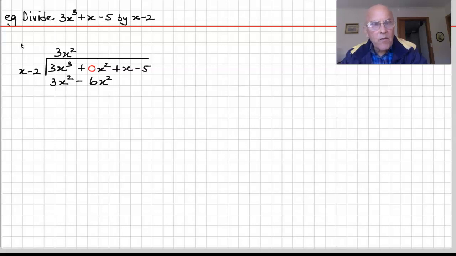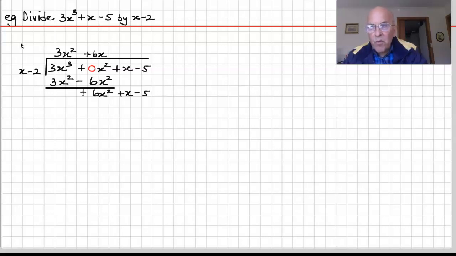Okay, now you think in your head, what are we going to get as a result of this subtraction? Did you get plus 6x squared? I hope so. Otherwise you fell into the trap and that's not a good place to be. Okay, bring down the rest. We get that. Okay, degree 2, degree 1, keep going. Divide x into 6x squared. What do you get? 6x.